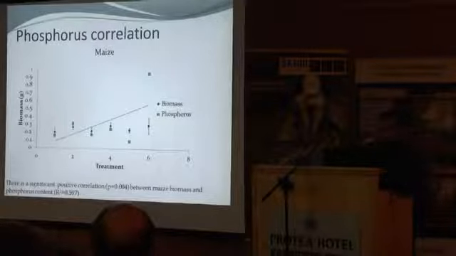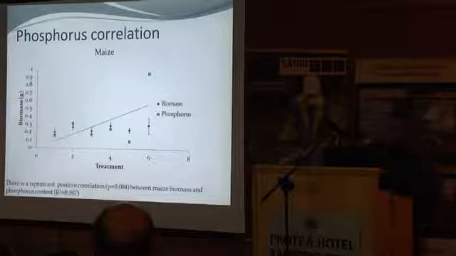A true test of a soil enrichment media is to look at the correlation between biomass and nutrient content. We did a correlation study between the primary nutrient content and the total biomass of both maize and pea, and the only significant positive correlation was between phosphorus and the biomass of maize.